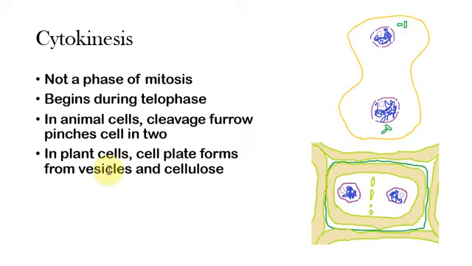On the other hand, when you have plant cells, they form what's called a cell plate. And what this is, is that a bunch of vesicles will start to line up in the center of the cell and fuse until the one cell has divided into two completely new cells, and cellulose will start to form in that gap between them.